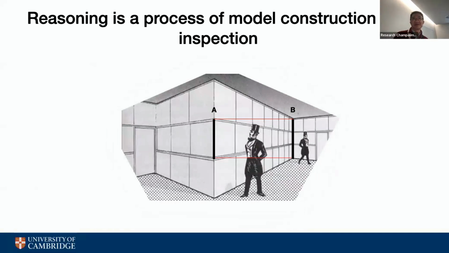From this background, our mind constructs a 3D model and inspects the 3D model. And then we say segment B is clearly longer than segment A. So it's evidence for model construction and inspection. All right, that's the Müller-Lyer illusion.